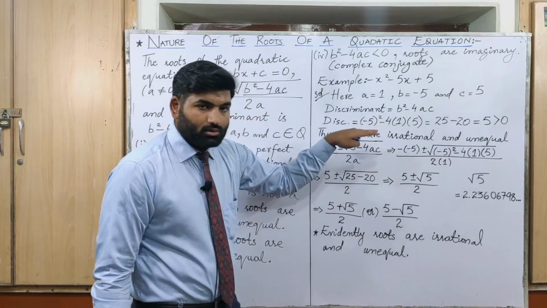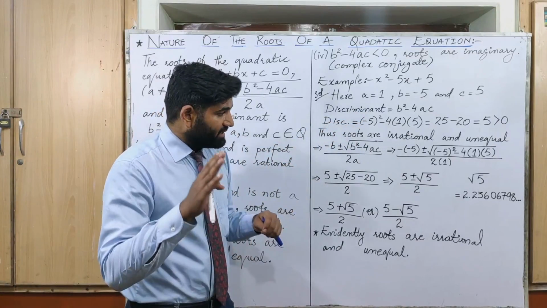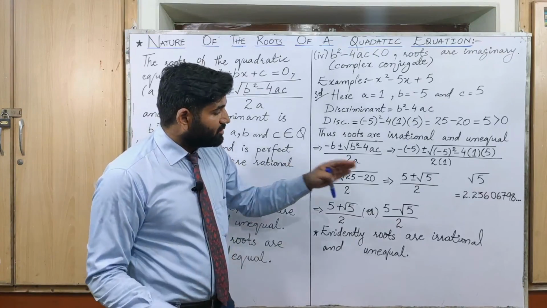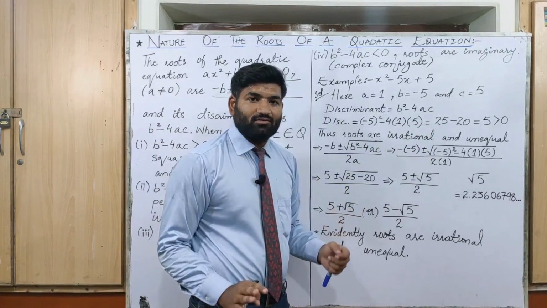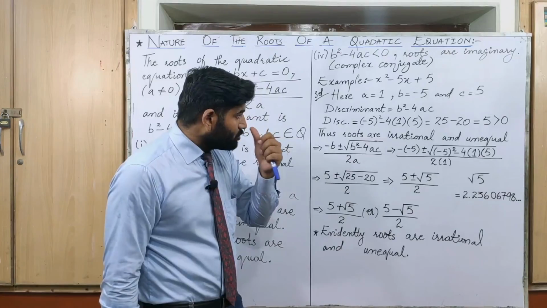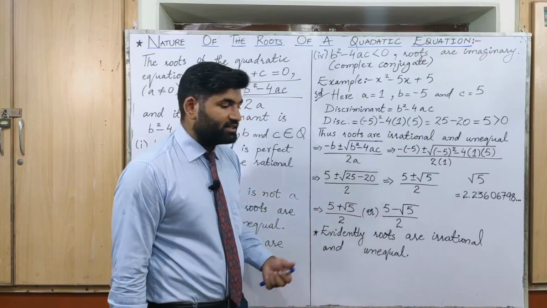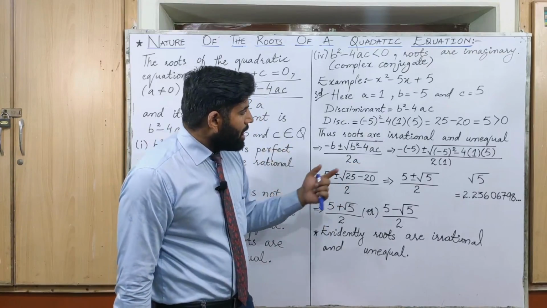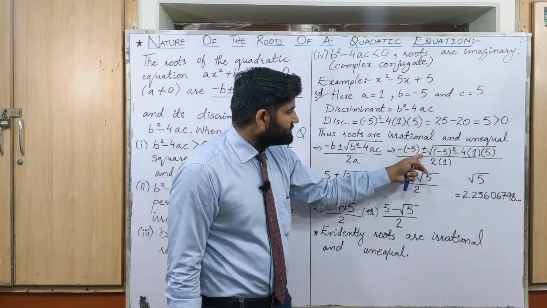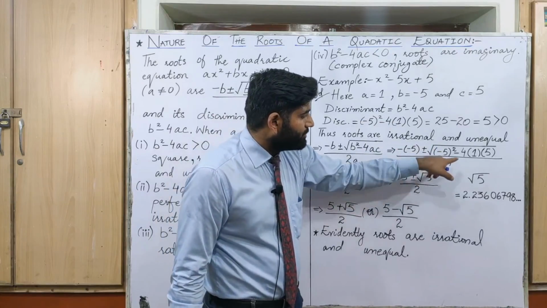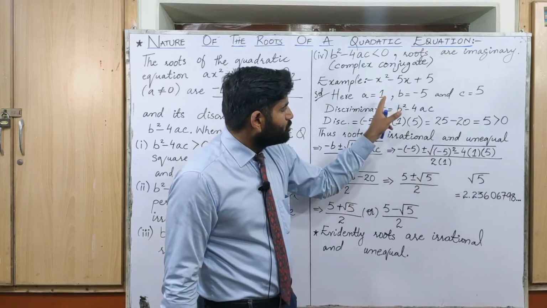We just got to know how we can find out the nature of roots without solving the quadratic equation. But now I will prove that the roots are irrational and unequal, because we have not solved the equation, we just predicted the nature of the roots using the discriminant. So now solving this quadratic equation, we will use the quadratic formula, which is minus b plus minus under root b square minus 4ac, whole over 2a. Now putting the values of a, b and c in this formula, it will be minus into minus 5 plus minus under root minus 5 whole square minus 4 into 1 into 5, whole over 2 into a, which is 2 into 1.